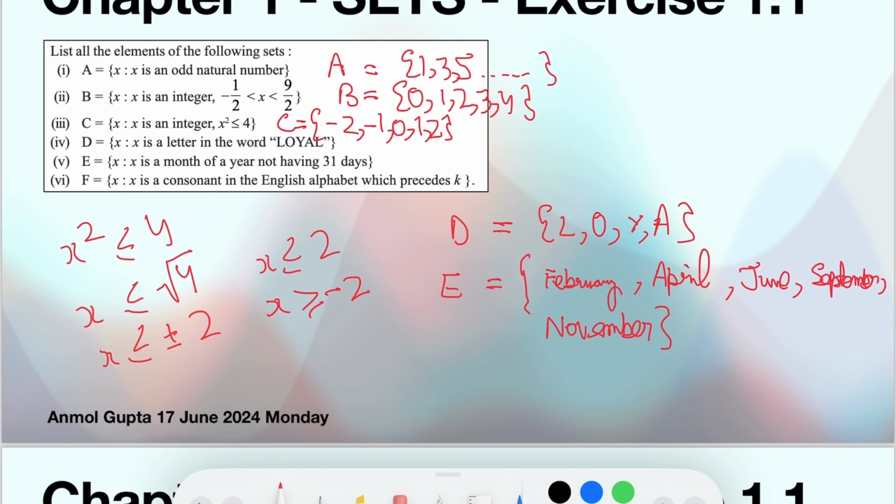Sixth question is F equal to x such that x is a consonant in the English alphabet which precedes K. Now consonant is a letter except vowels. So F is equal to B, C, D, F, G, H, J.